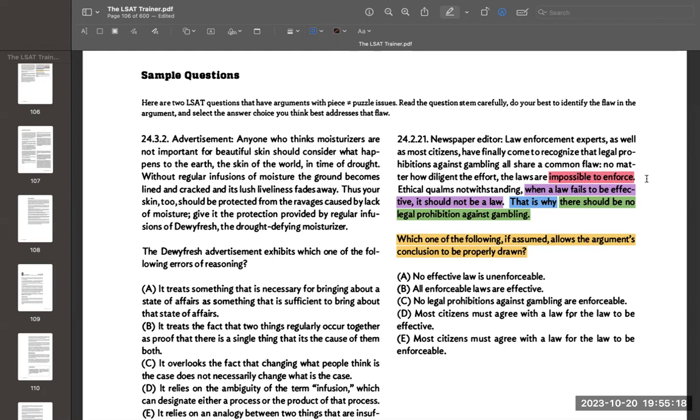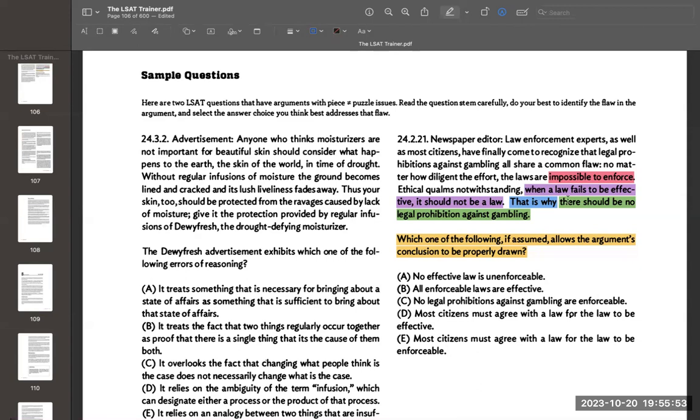So that's a conditional statement. It's not that nothing should be a law, right? It's under certain conditions that we can say it shouldn't be a law. So when a law fails to be effective, then we can come to the conclusion it shouldn't be a law. So we have to meet that condition of ineffectiveness to get to our conclusion. And one way that we could draw that line is by saying, if it's impossible to enforce, then it must fail to be effective. Okay.